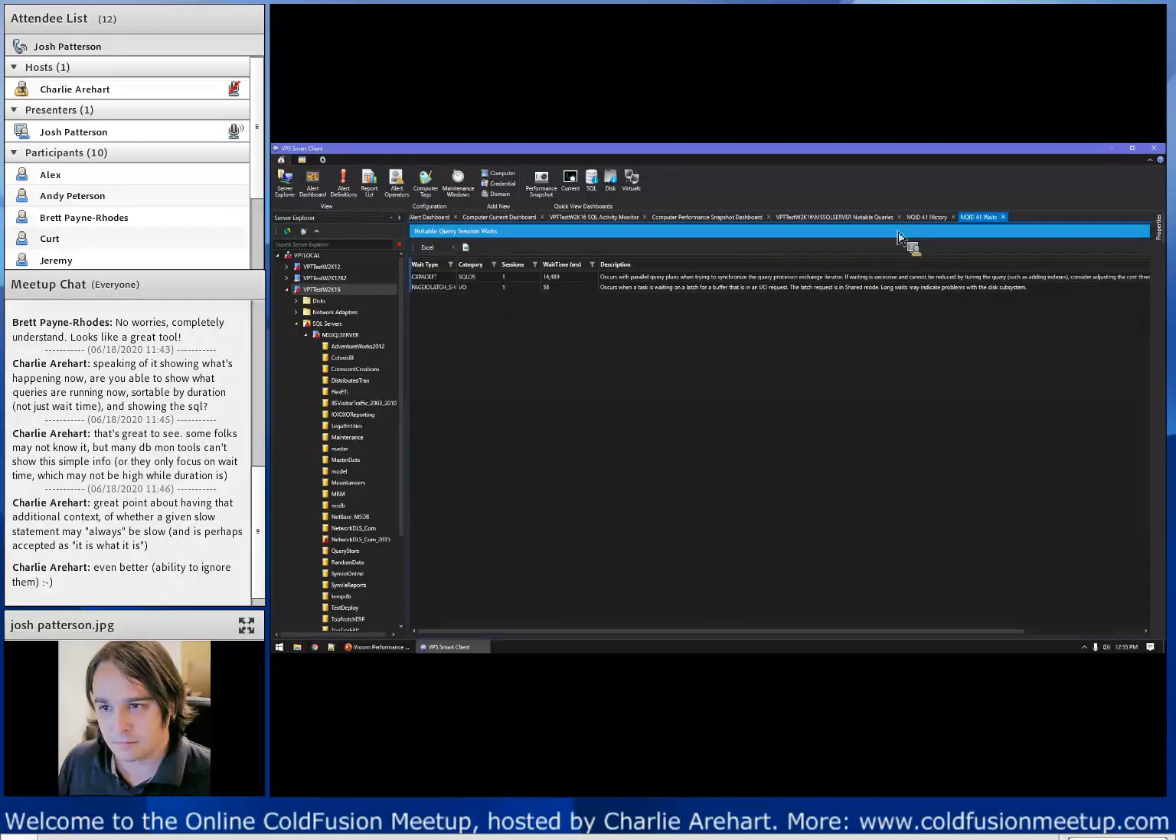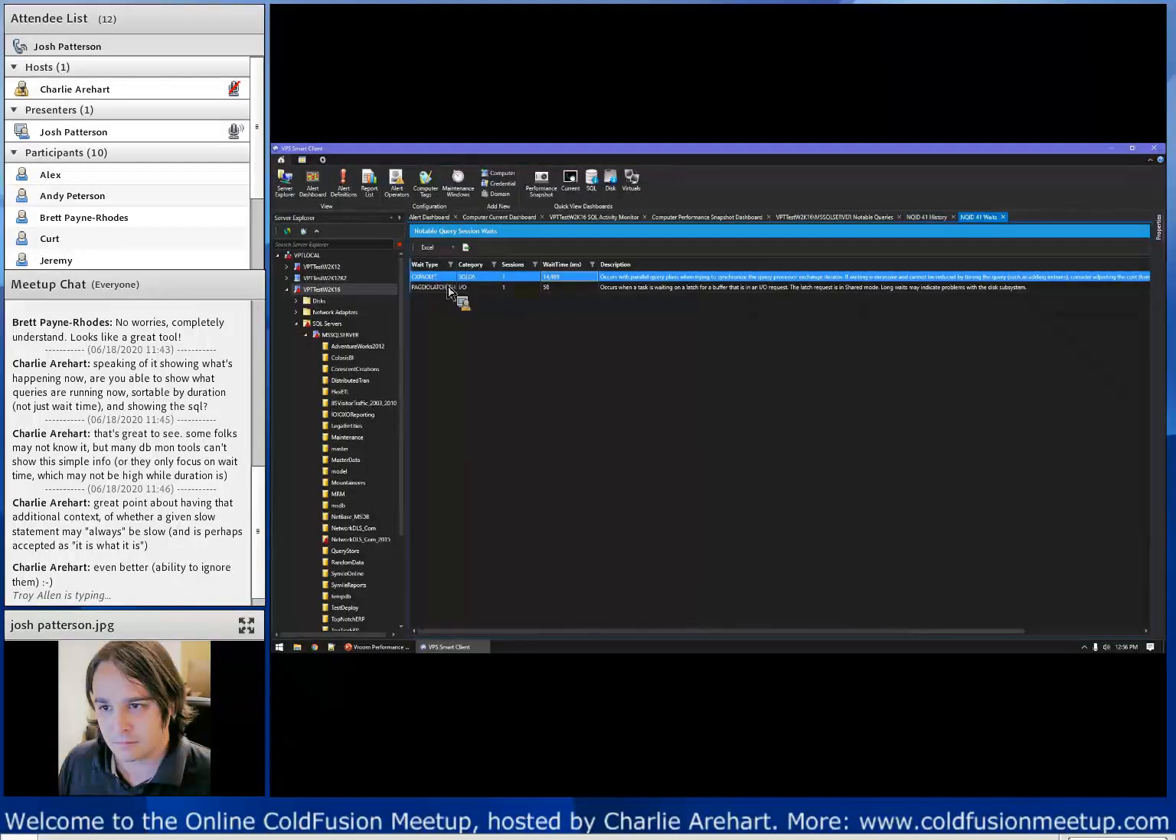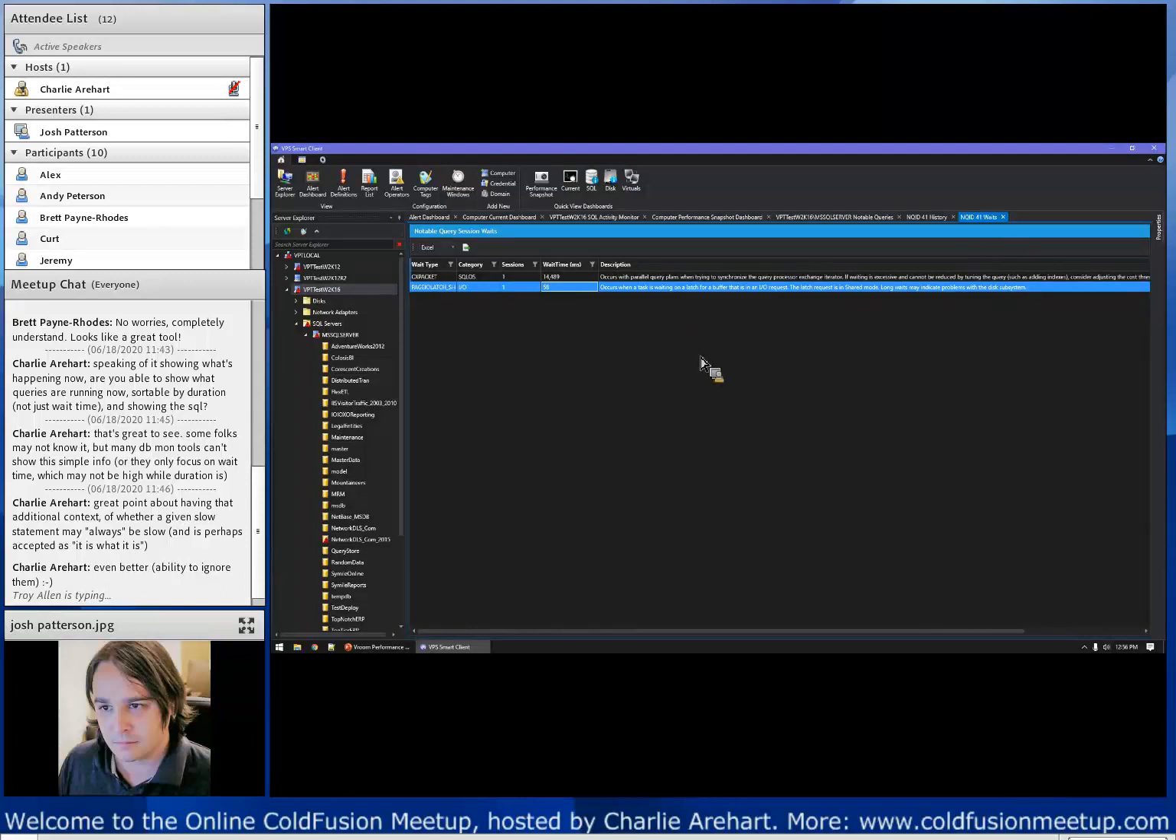But you can see that of the 14 and a half seconds that this statement waited, about 14 and a half of it was CX packets, some parallelism waits, and 58 milliseconds of page IO latch. So this thing's not necessarily IO bound, it's a little more CPU bound in a sense.